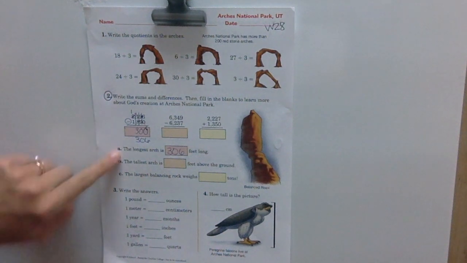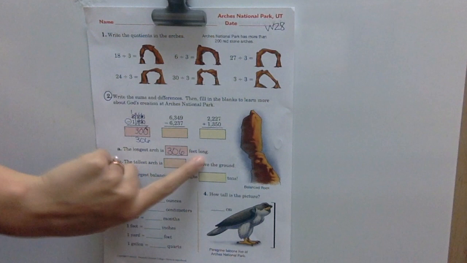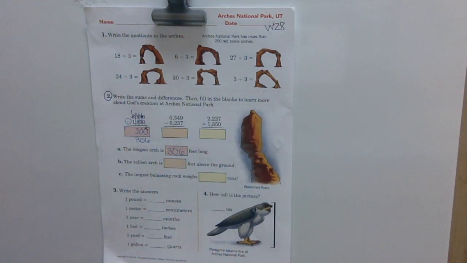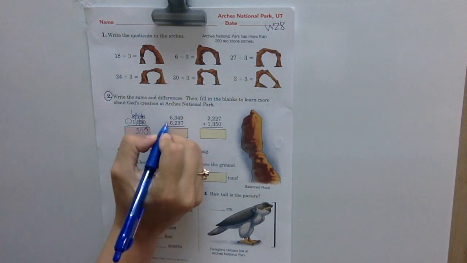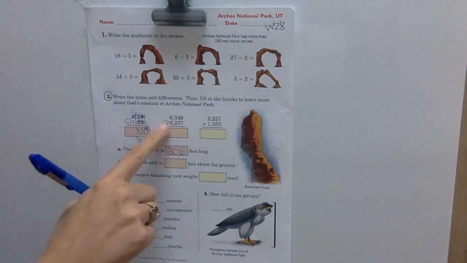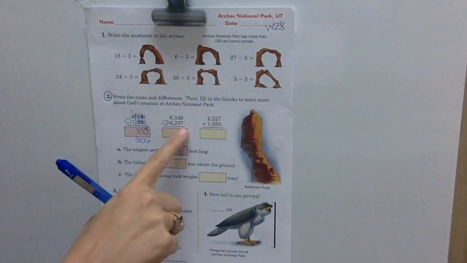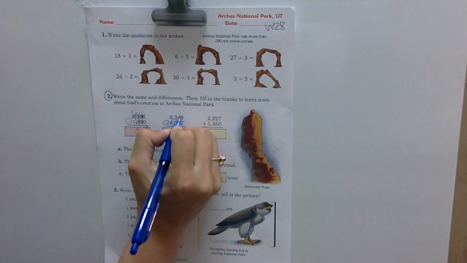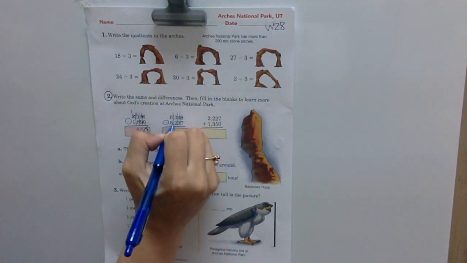Okay, what does the sentence say? The longest arch is 306 feet long. Wow, that's pretty cool. God is so awesome in his creation, isn't he? All right, we're moving on to this box right here. Let's circle our sign. It's another minus sign, so that tells us we're going to subtract and find the difference. So let's go ahead and draw our lines, making our nice and neat columns. If you don't have to do it, don't worry.